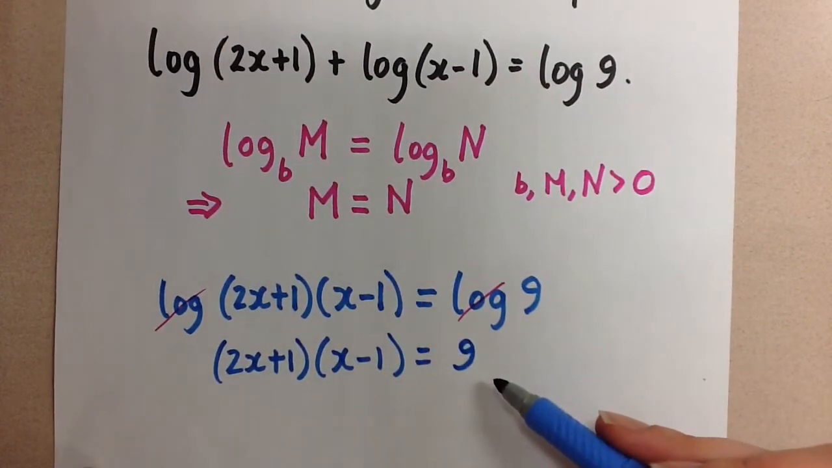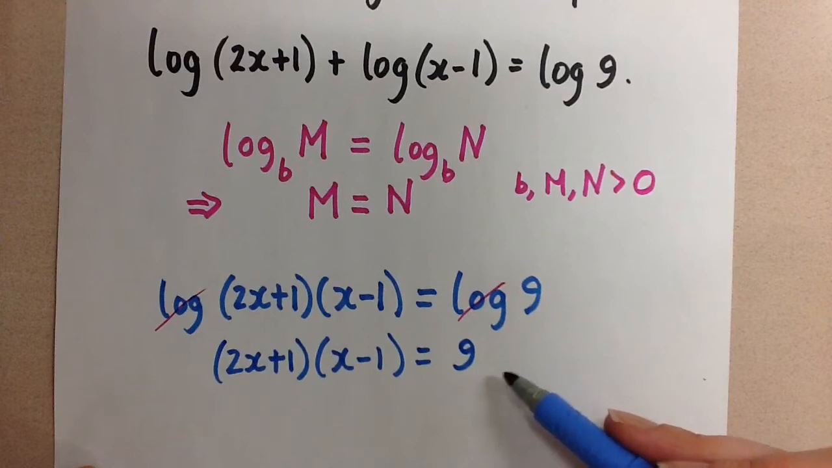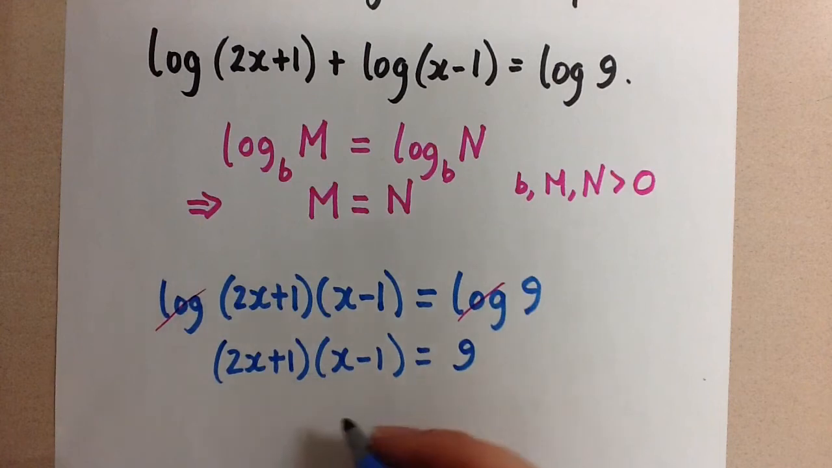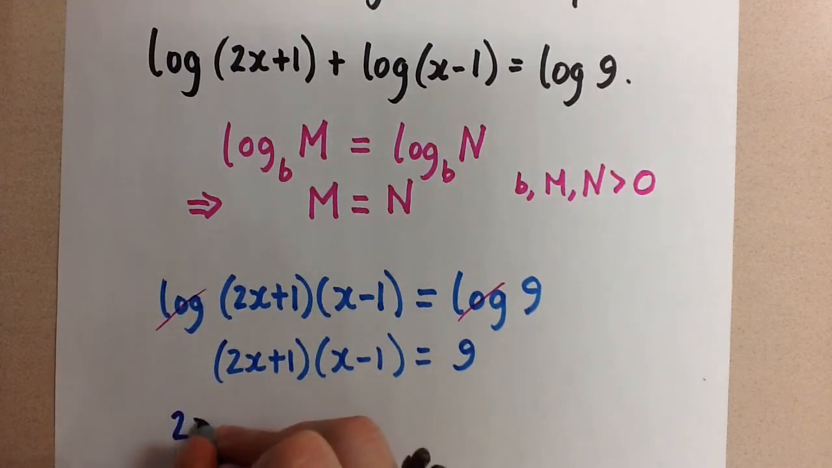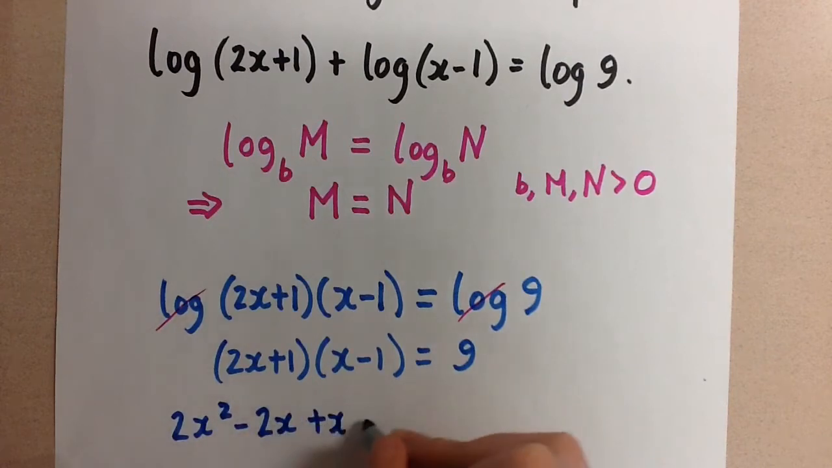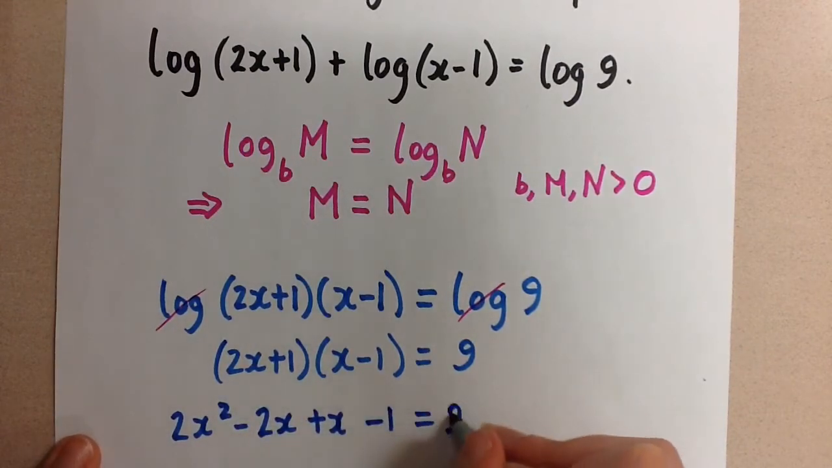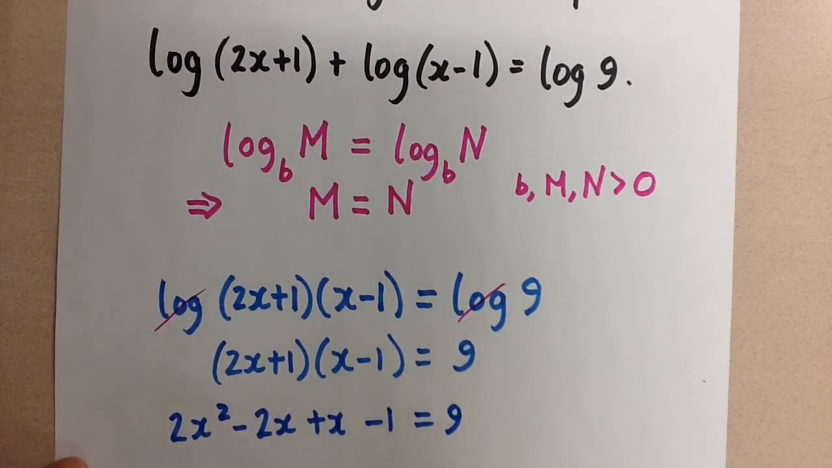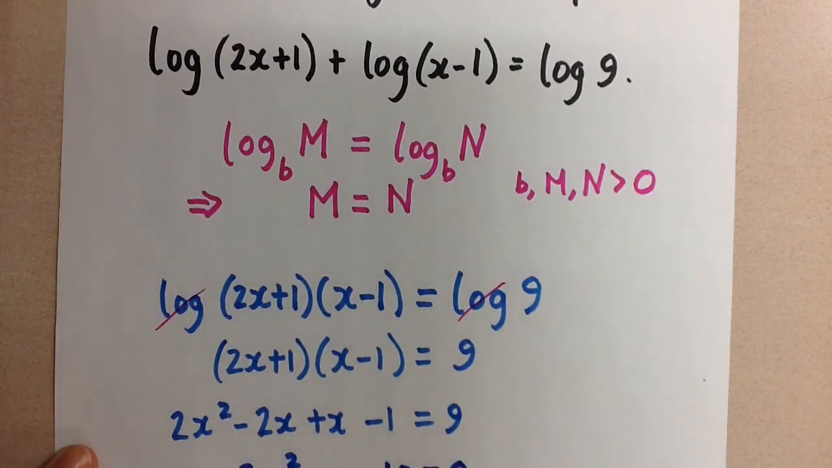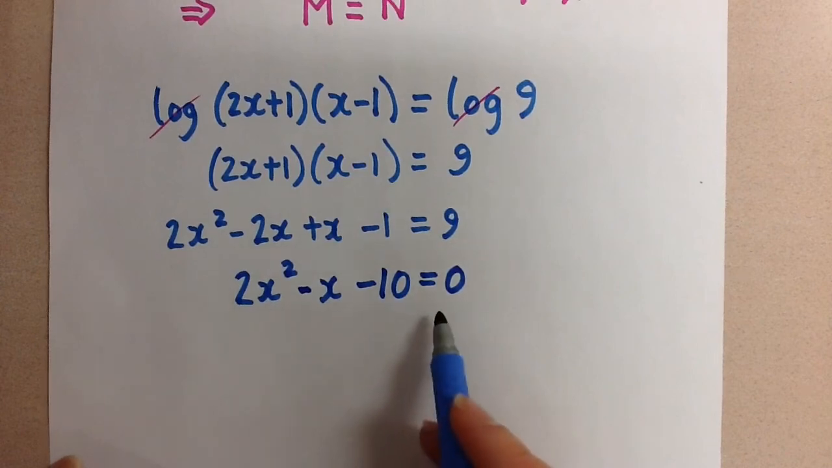This is just a quadratic equation that we know very well how to solve. So let's simplify and solve this quadratic equation. When we expand here, we get 2x squared minus 2x plus x minus 1 equals 9. Now I'm just going to bring everything over to one side, and we're left with 2x squared minus x, and when I bring the 9 over, minus 10 equals 0. So there's a quadratic equation.